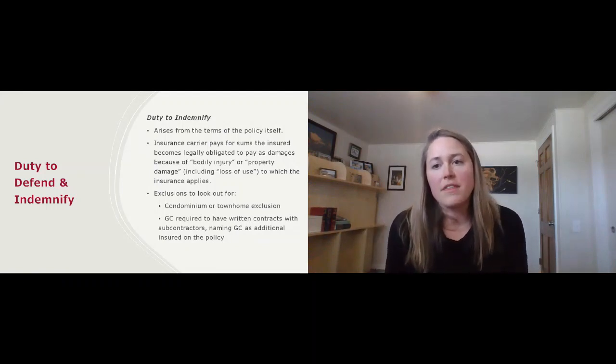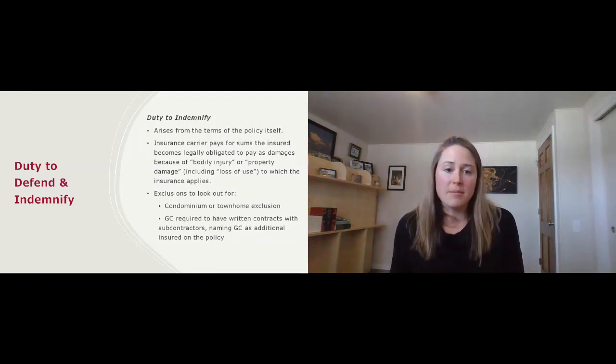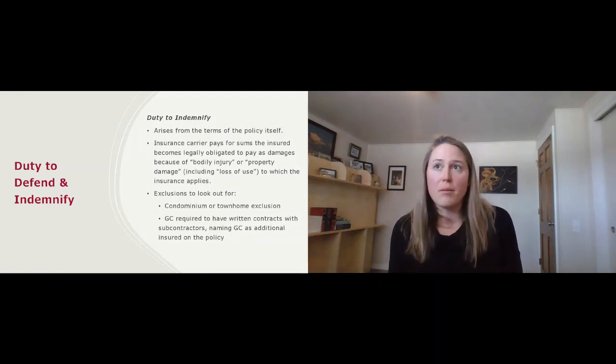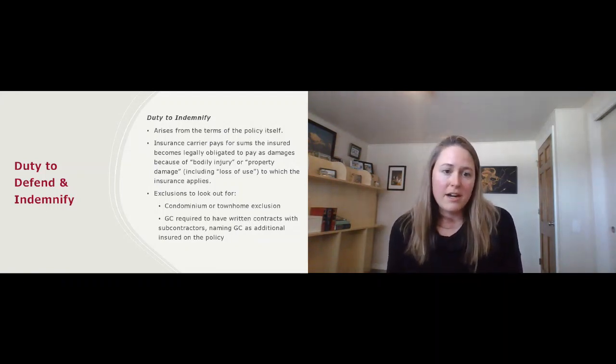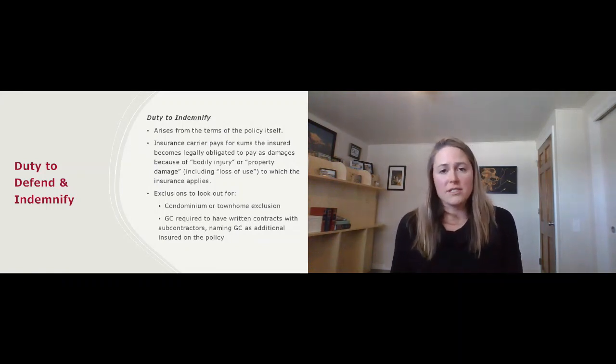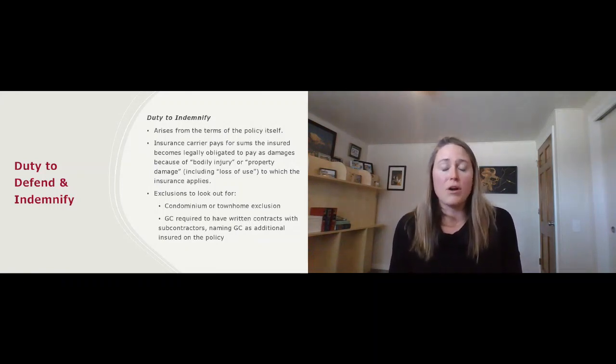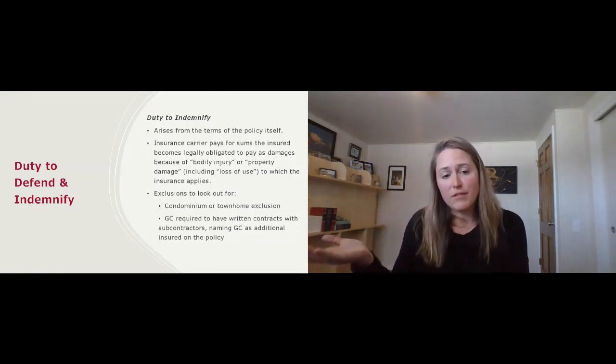And I think from a practical standpoint, the duty to defend is much more important because it takes a long time to get to the point where you're legally obligated to pay damages. Typically, you're going to have ongoing litigation for a while before you ever get to that point, if you ever do get to that point. And so what you want is for your insurance to cover your defense, your attorney, and everything needed to defend you in a lawsuit, and hopefully resolve the lawsuit without ever getting to the point where this duty to indemnify comes up.